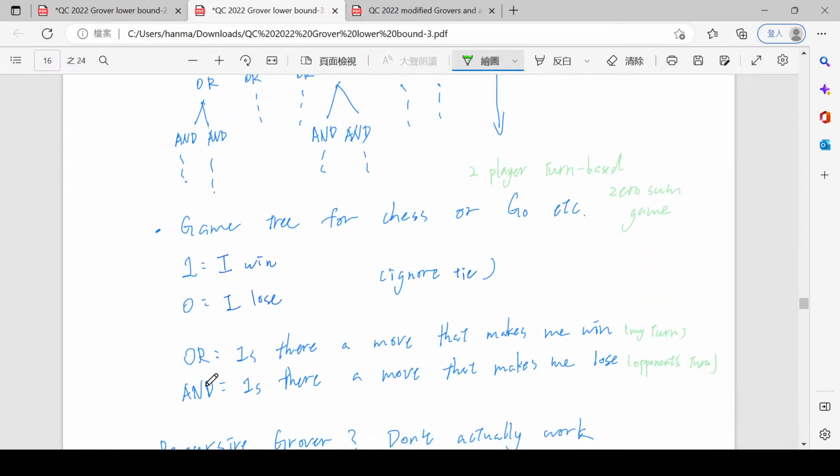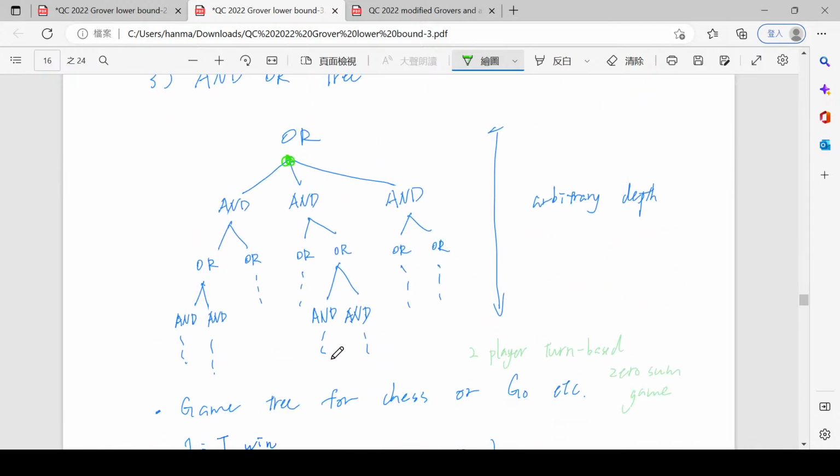Because it's a two-player game, so there is me and my opponent. So the ORs are my turn, right? So the ORs are my turn.